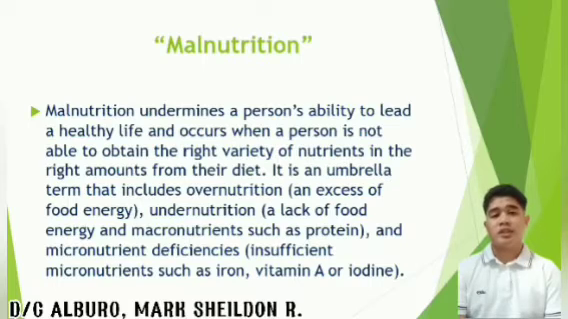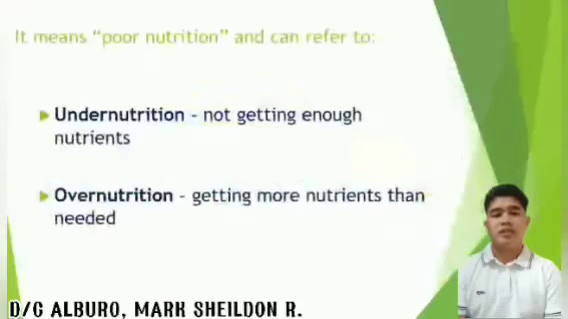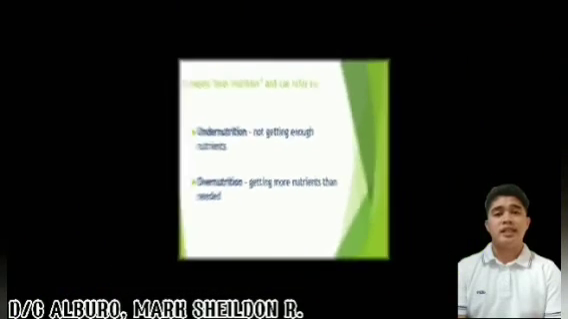Also, malnutrition is a serious condition that happens when your diet does not contain the right amount of nutrients. It means poor nutrition. It can refer to undernutrition, which means not getting enough nutrients, and overnutrition, which means getting more nutrients than needed.